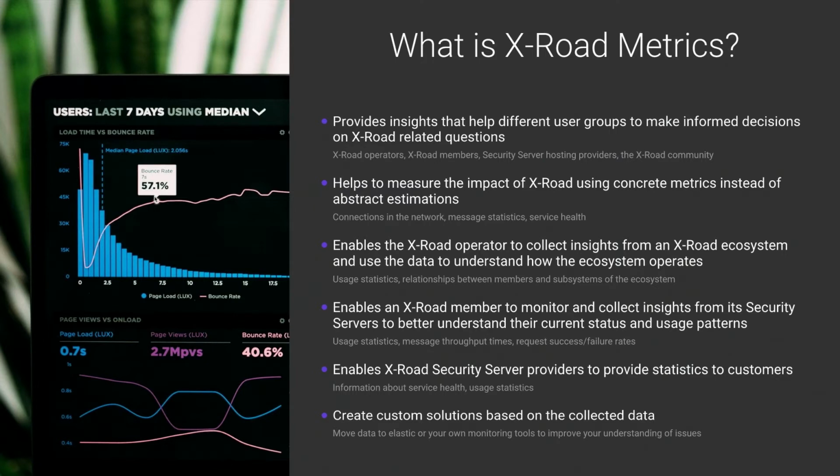X-Road metrics is a tool for the X-Road operator, X-Road members, X-Road hosting providers, and also for the X-Road community. The X-Road operator can use X-Road metrics to collect different kinds of operational data from the ecosystem. For example, the number of exchanged messages, the amount of exchanged data, response times, throughput, and what kind of relationships there are between different service consumers and service providers.